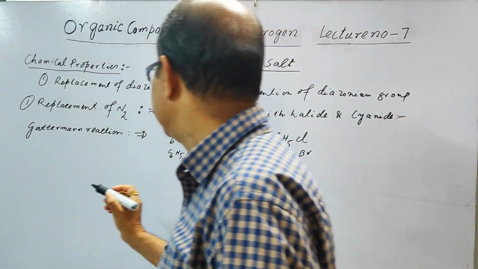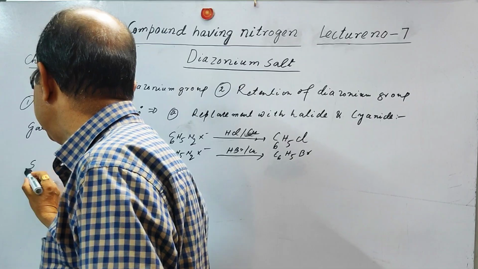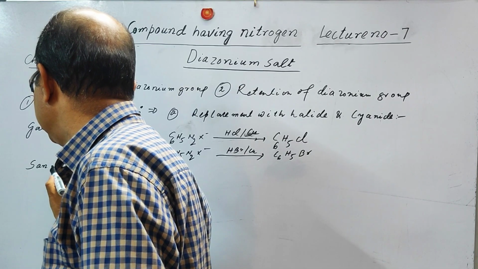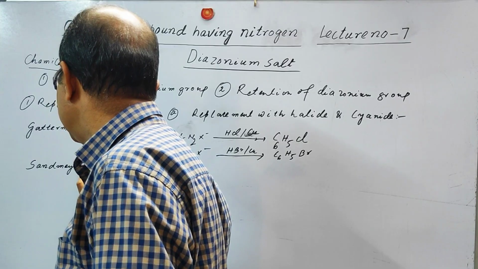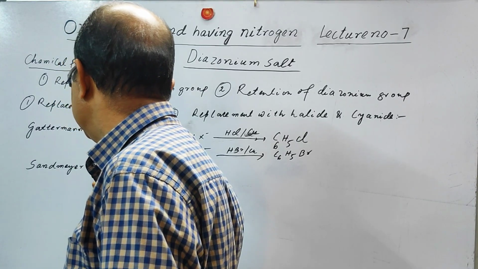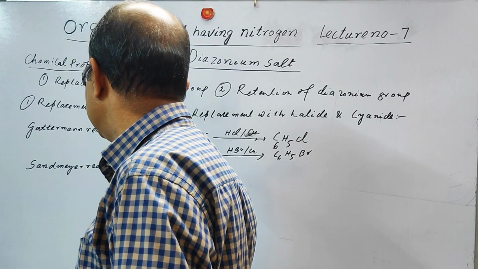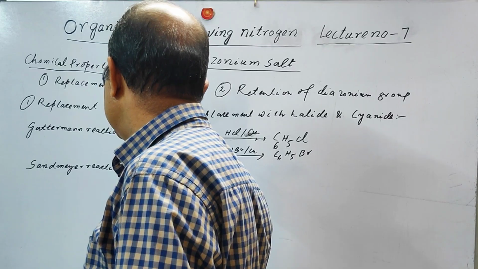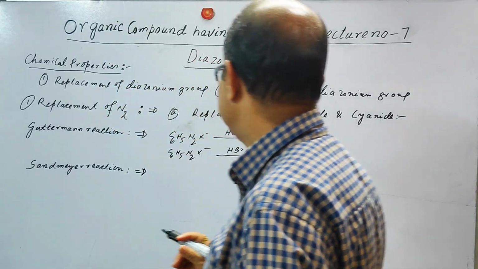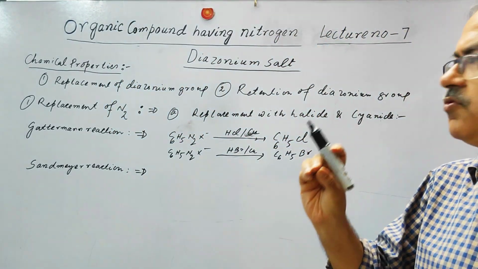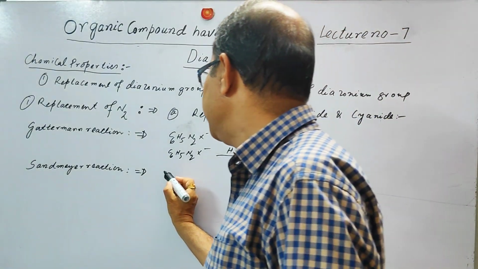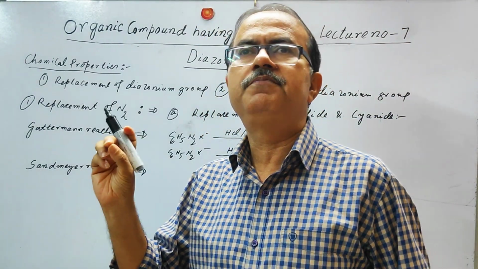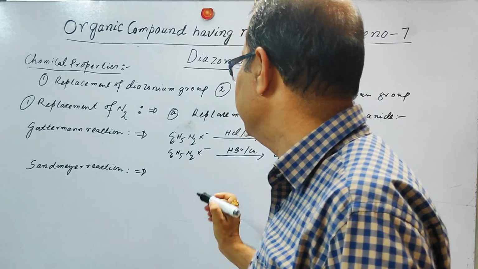Another reaction that we are going to discuss is the Sandmeyer reaction. This is a very important reaction. In this reaction also you can see the replacement of the diazonium group by the halides and cyanides. And the reaction takes place in the presence of Cu plus ion.